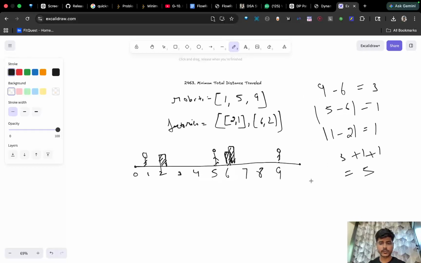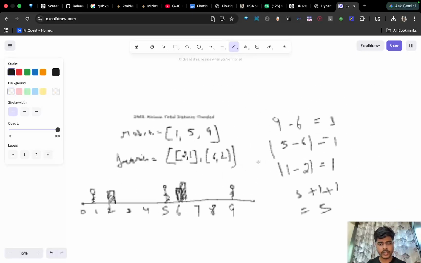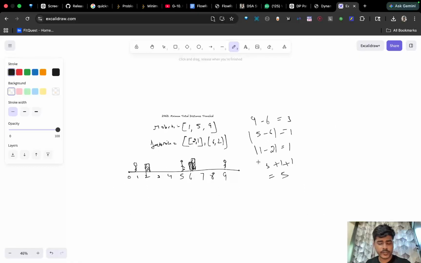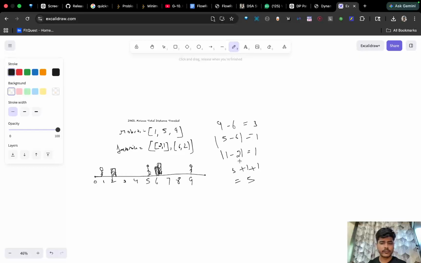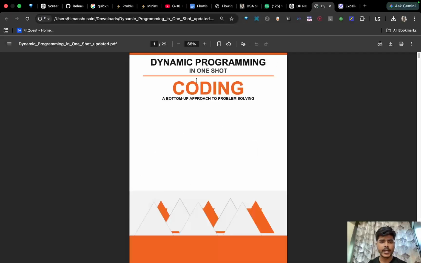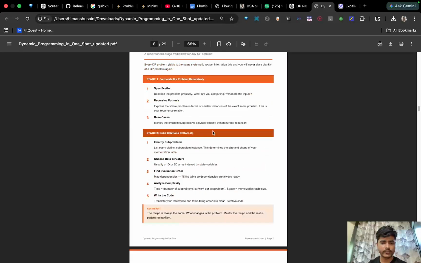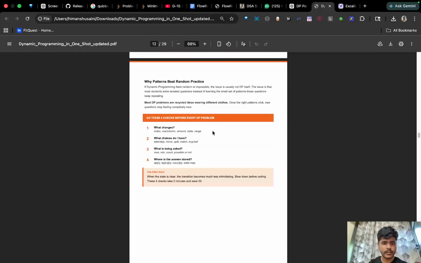So how are we going to solve this problem? In order to solve this problem, we can take a DP array, and before we take the DP array, let's first try to understand what we are trying to solve. So I will be referring to this ebook here, Dynamic Programming One Shot, and in part 2 of this ebook at page number 1 we have something to tackle this problem. So before starting every DP problem, we have to ask these 4 questions of ourselves.